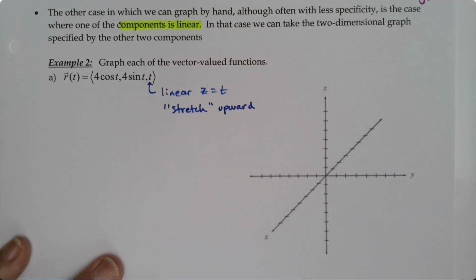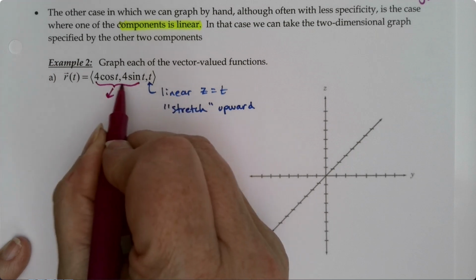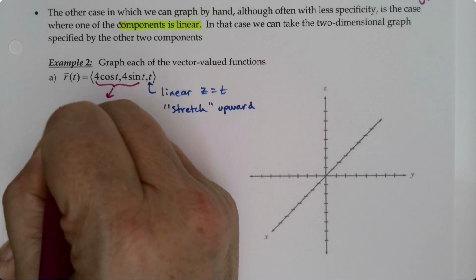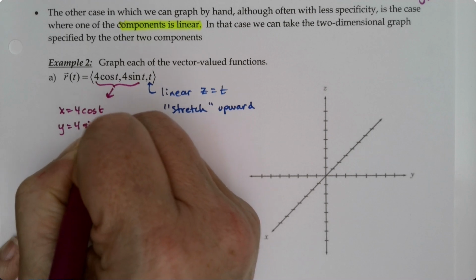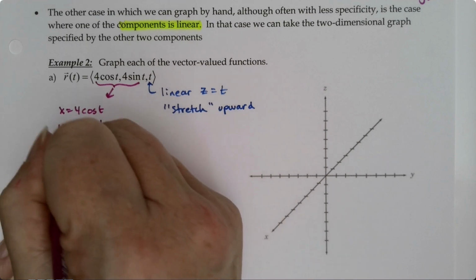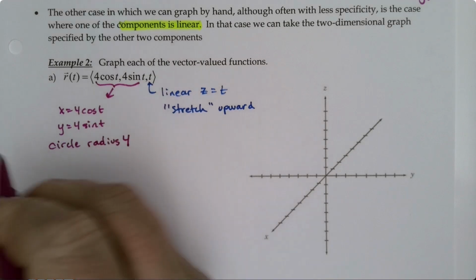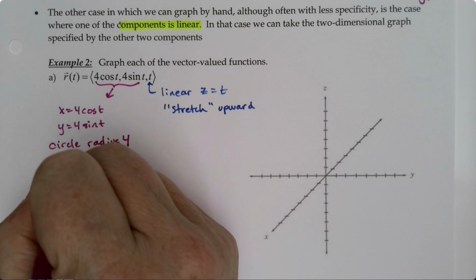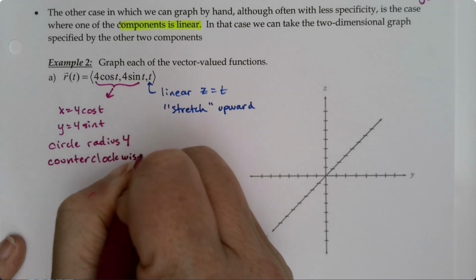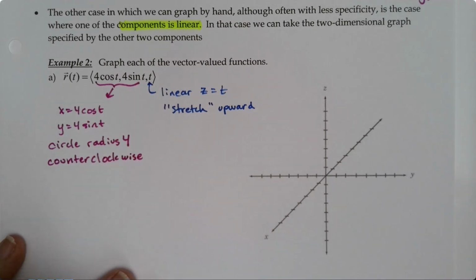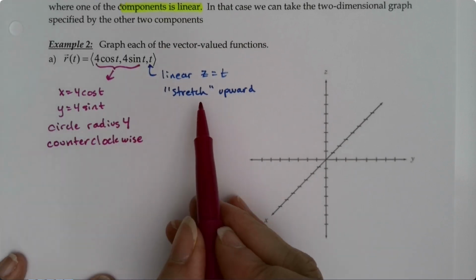All right, now what are we stretching? Well, let's look at the other two components. Those should be setting off little bells in our head. We know what 4 cosine t, 4 sine t looks like. That's a circle of radius 4, and it's counterclockwise. All right, now how are we going to draw that? So it's a circle that's getting stretched.